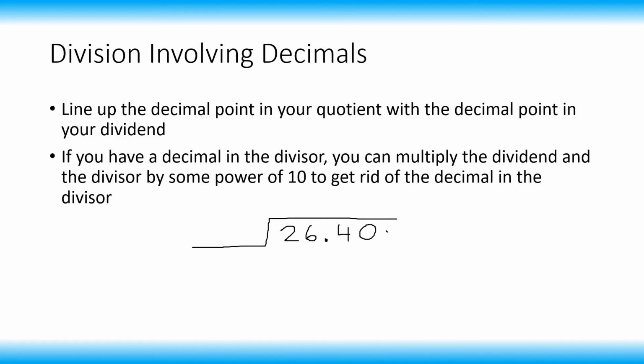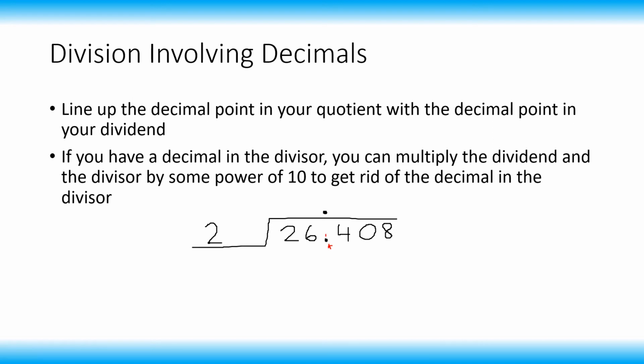26.408, and you were dividing that by, let's keep it simple, I was going to make this divisor a decimal, but let's just say you're dividing it by 2. The thing you need to remember is that when you're going through the process of long division, you need to line up the decimal that's down here in your dividend.